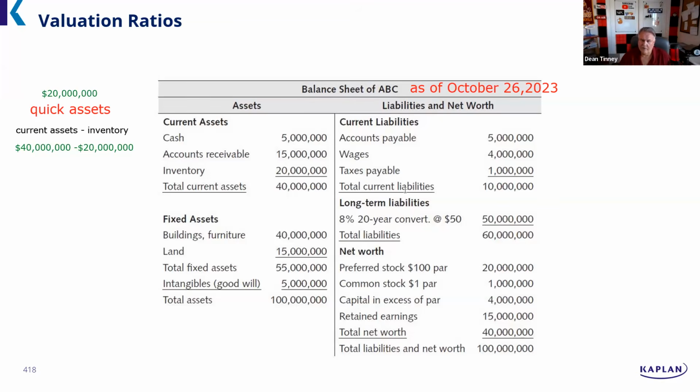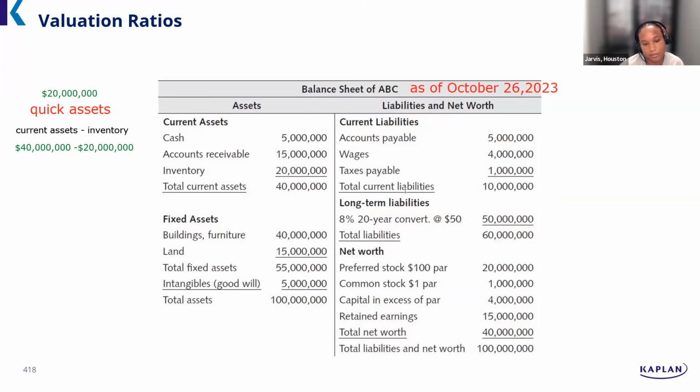We have accounts payable of 5 million. We owe our employees 4 million. We owe the IRS $1 million. So we have total current liabilities of 10. We've issued some long-term bonds that are convertible. We've issued $50 million in 8% bonds that have 20 years to maturity and are convertible at 50. We have a net worth represented by our preferred stockholders, who, remember, are senior in liquidation. And we've issued 20 million divided by 100. That's how many shares we've issued. We have 1 million shares in common stock outstanding. We said that's 1 million. It looks like we sold it for $5.